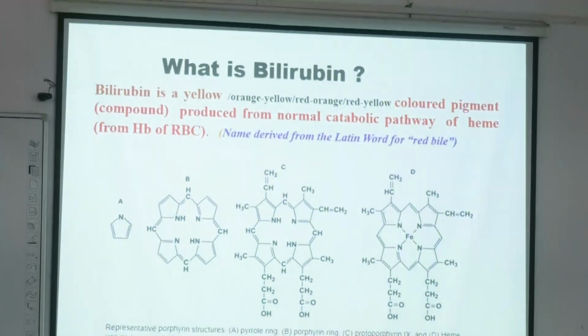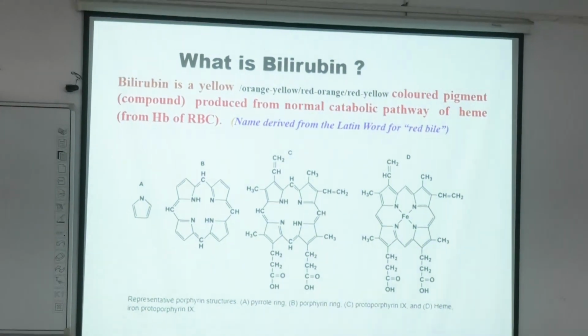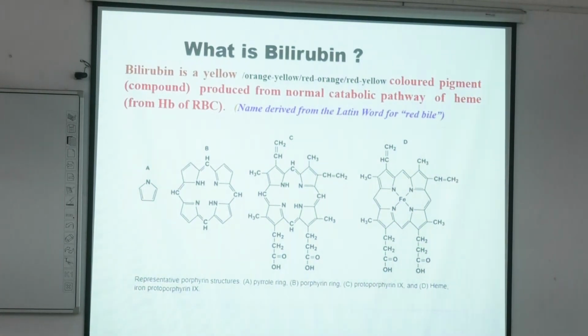So, what is bilirubin? Bilirubin is basically a yellow or orange-yellow colored pigment or compound produced from a normal catabolic pathway of heme, that is obtained from hemoglobin of RBC. That is what bilirubin is. During heme synthesis, perhaps this structure has been told. It's a tetrapyrrole ring. There are 4 pyrrole rings which make bilirubin.